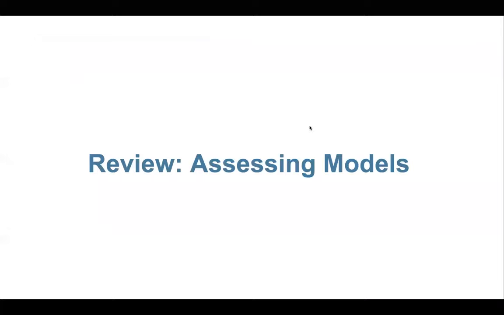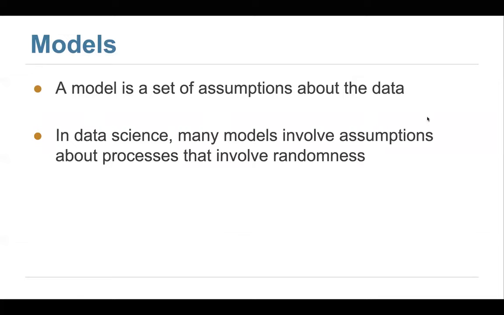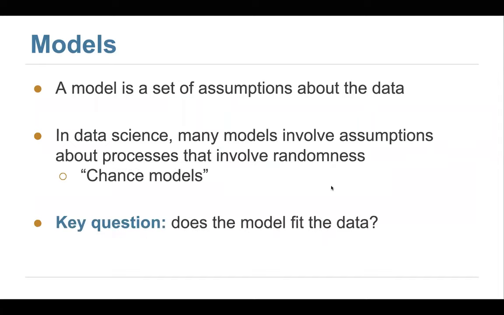All right, so a bit of review for what we covered last time on Friday. We introduced this concept of models. And so basically we said a model is essentially just a set of assumptions about the data. And so in data science, most of these models will involve assumptions about processes that involve randomness or chance. And so that's why we call them chance models. And the key question we're going to be typically asking is, does the model fit the data?